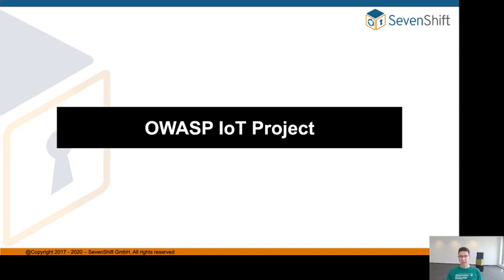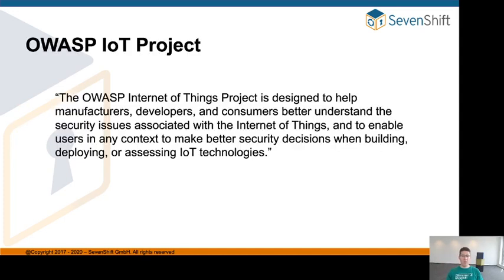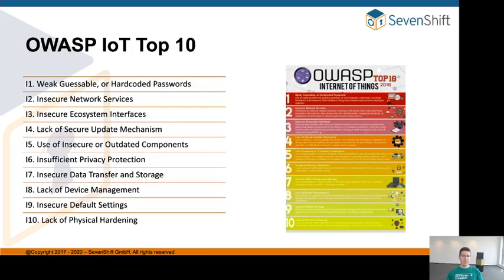So, I've already named this before, the OWASP IoT project. Basically, the idea of the project is to help manufacturers, developers, and consumers understand the security issues in these things. So, what is our top 10 list? First of all, weak, guessable, or hard-coded passwords. You have insecure network services, insecure ecosystem interfaces. So basically, if someone can hack the web interface or the APIs.